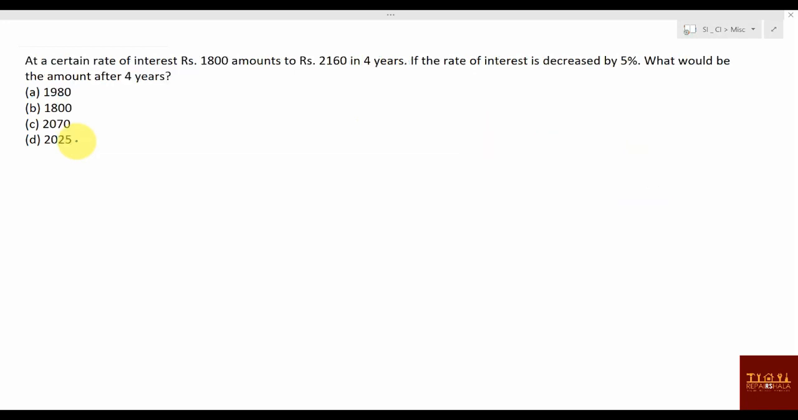Next, at a certain rate of interest, rupees 1800 amounts to 2160 in 4 years. So 1800 amounts to 2160. 2160 means how much increment is happening? 360 in how many years? 4 years, right? So if the rate of interest is decreased by 5%, what would be the amount? So first you find the rate of interest here. What will be the rate of interest here? Okay, do this thing: this is under SI. Certain rate of interest means you write it SI.